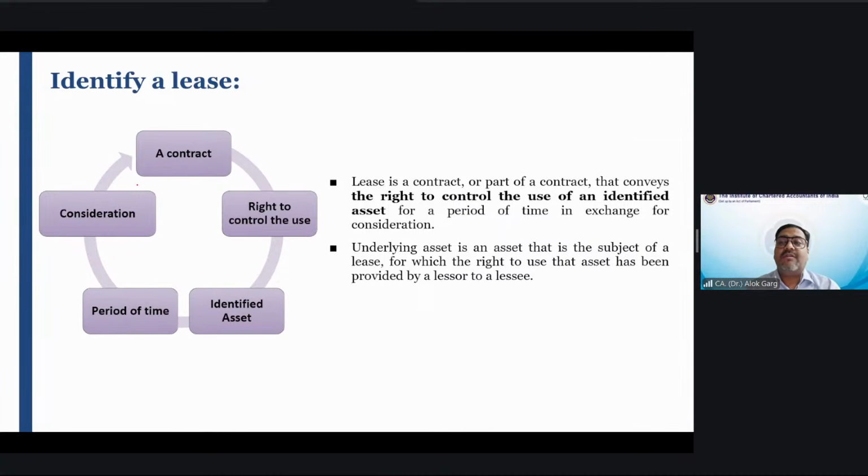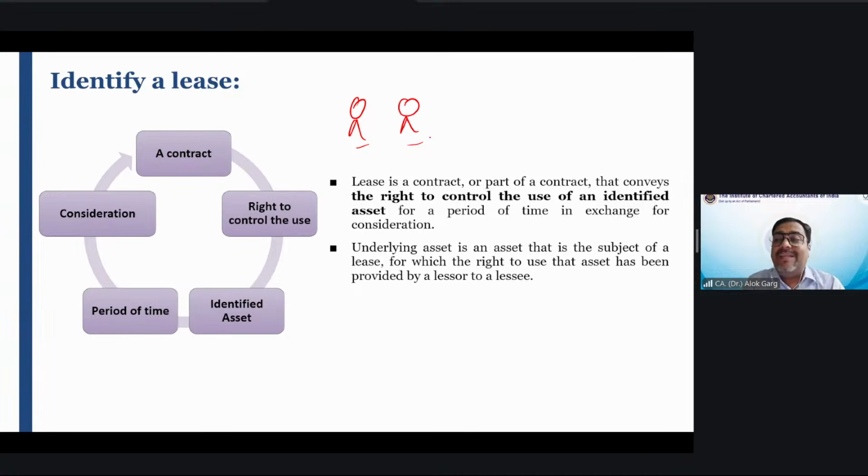What is a lease contract? A lease contract is a contract where there is a transfer of the right to control the use of an identified asset over a period of time in exchange for a consideration. Friends, what is a lease contract? In a lease contract, there have to be at least two parties. In a lease contract, there have to be two or more parties.